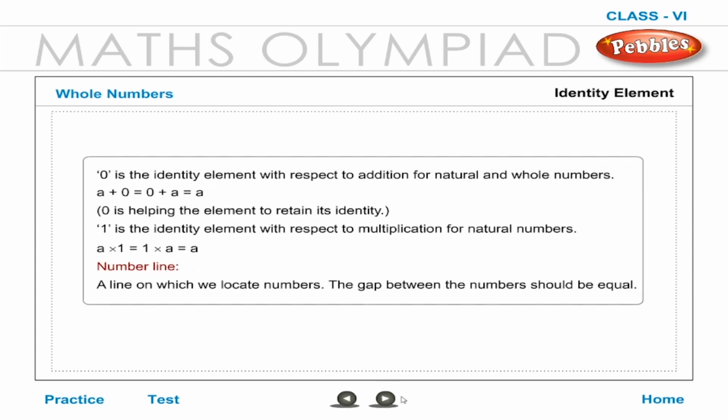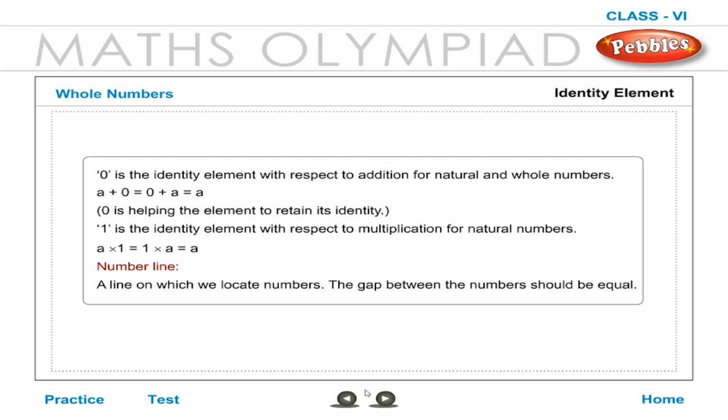Identity element. 0 is the identity element with reference to addition for natural and whole numbers. a + 0 is equal to 0 + a is equal to a. 0 is the helping element to retain the identity. 1 is the identity element with reference to multiplication for any natural number. a into 1 is equal to 1 into a is equal to a.